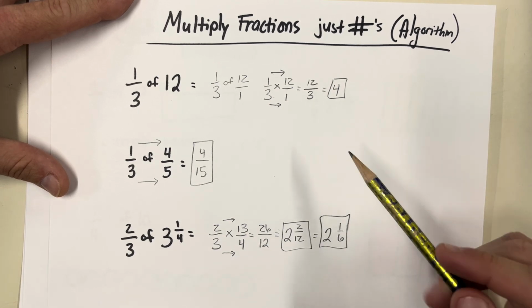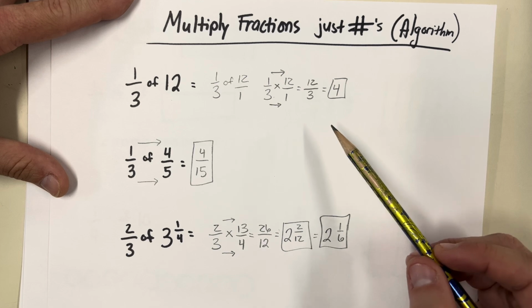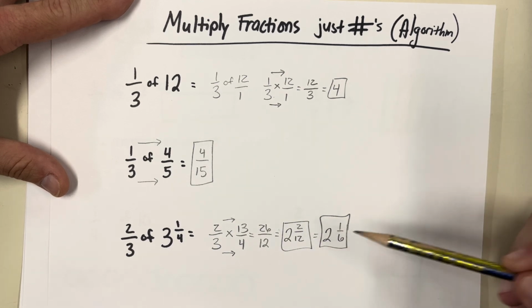When we're multiplying fractions, once both numbers are in fraction form, you can multiply straight across and you can get your answer that way.